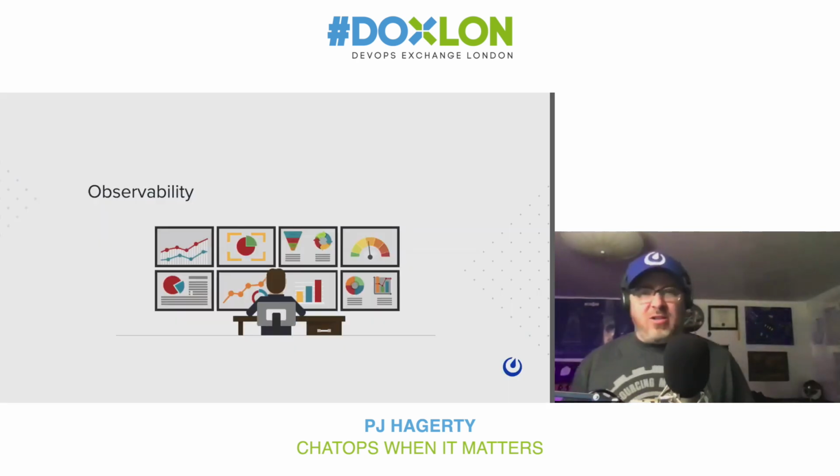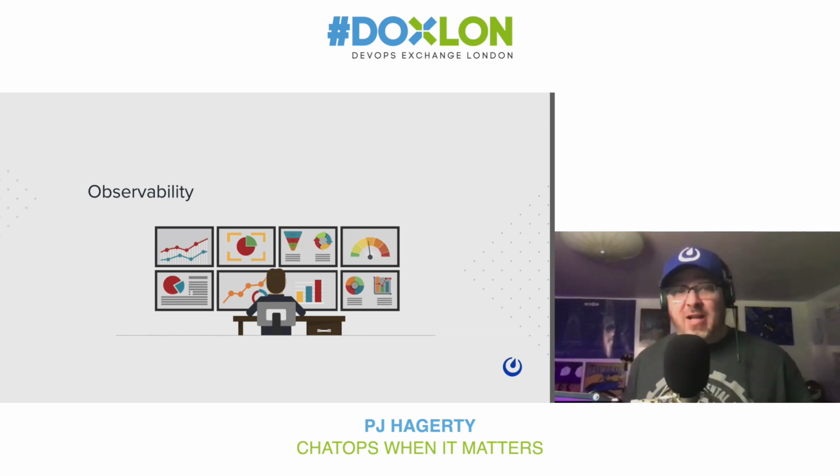So first, we'll talk just briefly about observability. According to Rudolf Kaufman, the man who coined the phrase, observability is a measure of how well internal states of a system can be inferred from knowledge of its external outputs.